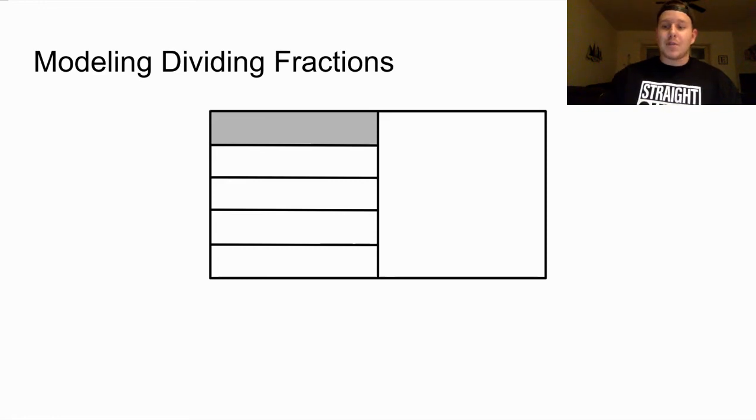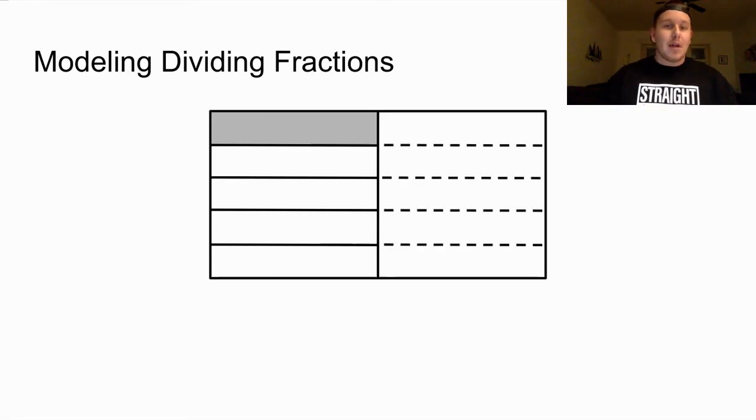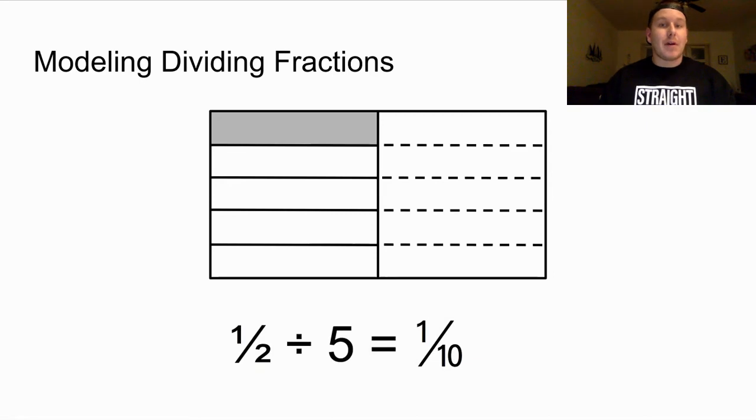To find our answer, all we need to do is put a dotted line, and then count the total amount of rectangles we have, which is 10. One of them is shaded in, so it'd be 1/10. So I think our expression would be 1/2 divided by 5 equals 1/10. So if we saw a model that looked like that, we would know it's unit fraction by whole number. Let's take a look at another type of model.